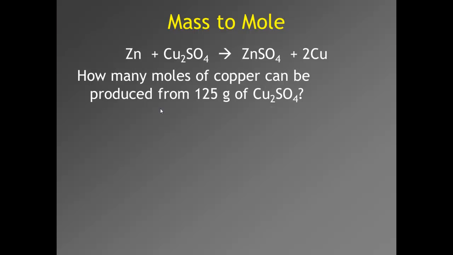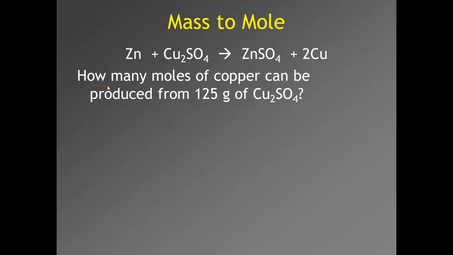So here's our first problem. How many moles of copper can be produced from 125 grams of Cu2SO4? So the first thing we want to do is examine our equation and see if it's balanced. So I've got 1 zinc here and 1 zinc there. 2 coppers here, and there's 2 coppers. And then here's my sulfate molecule, SO4, and my sulfate molecule. So it looks like this equation is balanced and we're good to go.